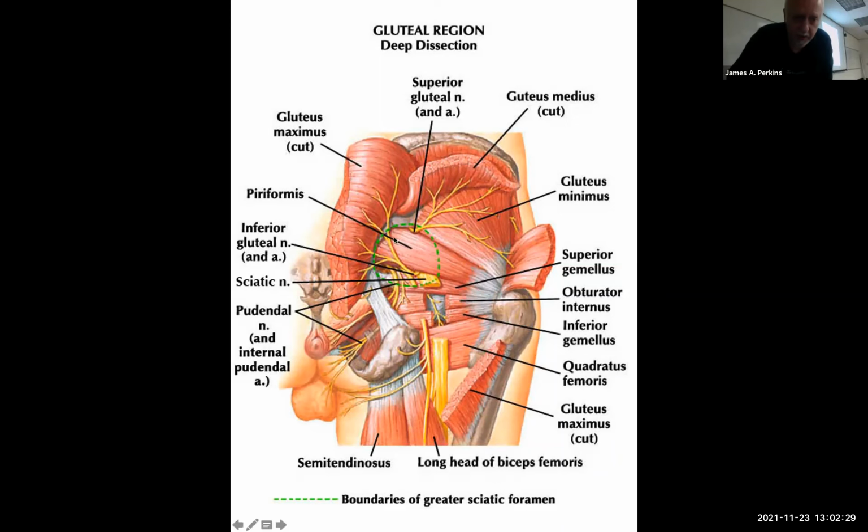All right, so far we've got superior gluteal nerve coming out above the piriformis, inferior gluteal nerve below the piriformis, sciatic nerve, and posterior cutaneous nerve of the thigh, also coming out below the piriformis. And then finally, there's another little nerve way over here.